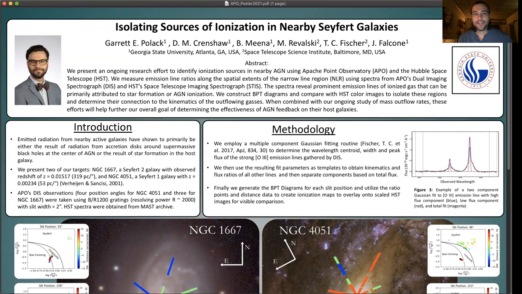My poster is titled Isolating Sources of Ionization in Nearby Seyfert Galaxies. Using APO's dual imaging spectrograph, along with HST's STIS data, I create visual representations of the dominant sources of ionization throughout these nearby Seyfert galaxies. My two targets shown here on this poster are NGC 1667 and NGC 4051.